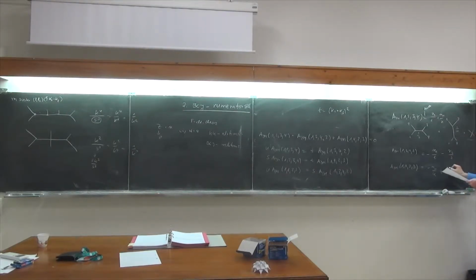And similar for this diagram. Of course, in this diagram we have the P pole contribution, sorry. Let's write it like that. So the first and the third come together, and then you have this T-pole exchange to 2 and 4. Okay, and then again the S chain.